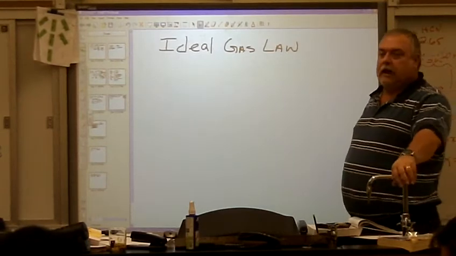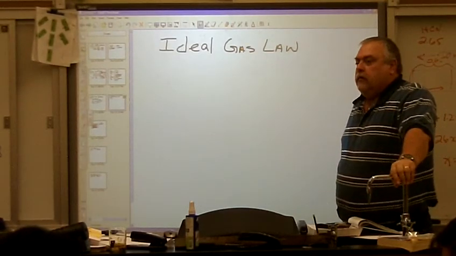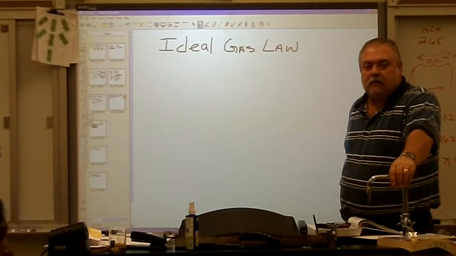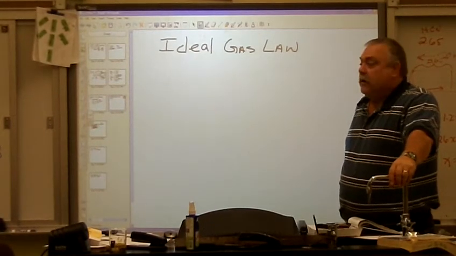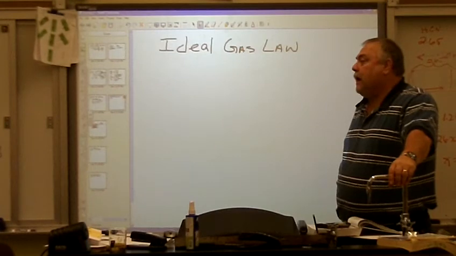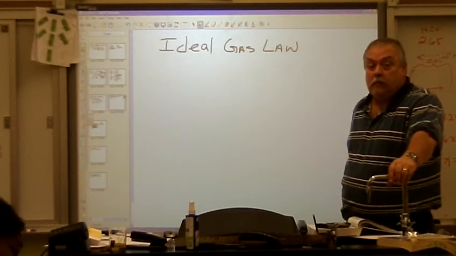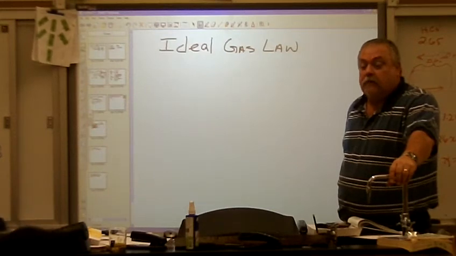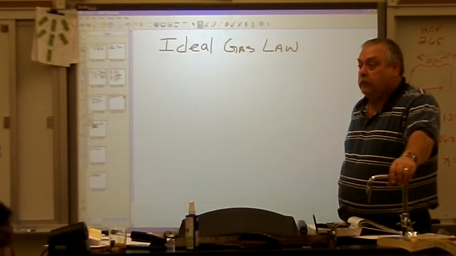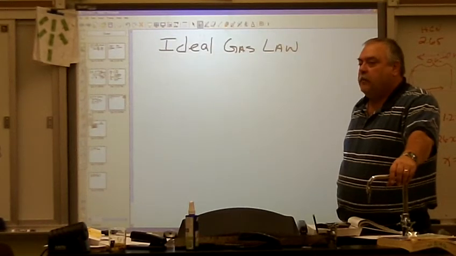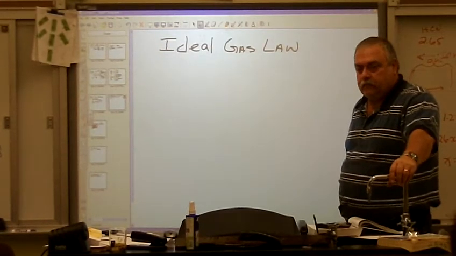This one is known as the ideal gas law. This gas law works under normal circumstances all the time. When we deal with real high pressures and real high temperatures, the ideal gas law doesn't work very well, okay? But for normal circumstances, it works quite well. Now, here's the mathematical formula for the ideal gas law.